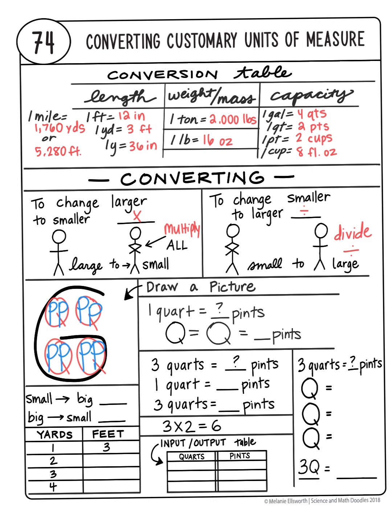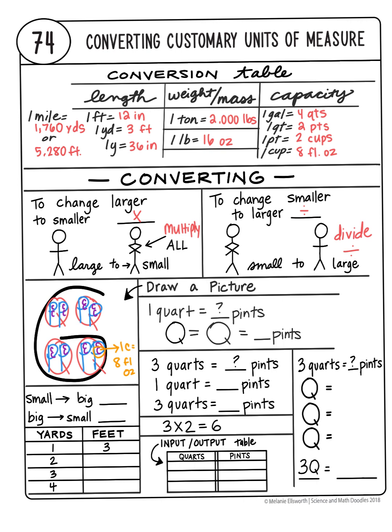So now I'm going to switch colors and add in my cups. For every pint, there are 2 cups. So I'm going to write little C's inside of each of the P's. I can see that there are 4 cups in a quart. There are 2 cups in 1 pint. And one more thing: 1 cup equals 8 fluid ounces. So one of these little cups equals 8 fluid ounces.